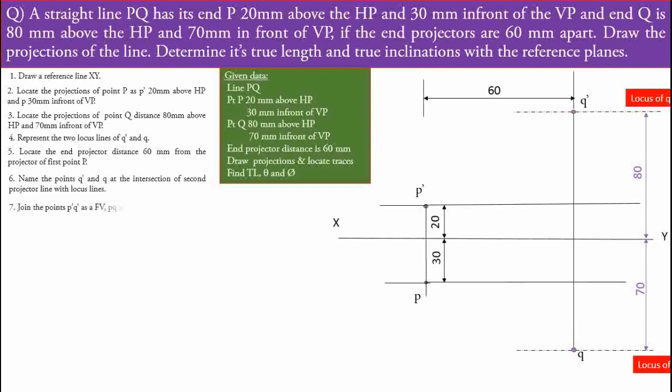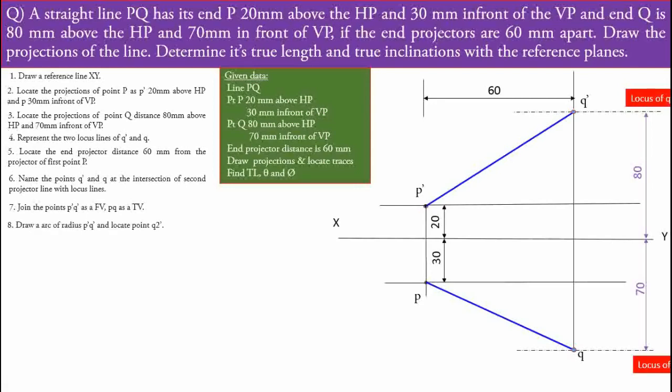Next step, join the point P dash and Q dash as a front view and PQ as a top view. Means after joining the P dash and Q dash, that will be front view line, final front view line, and P to Q, that will be the final top view line. Means just we have to join this with the help of straight line. These two lines are the final views. Okay, front view and top view.